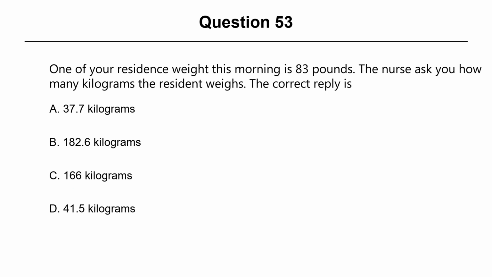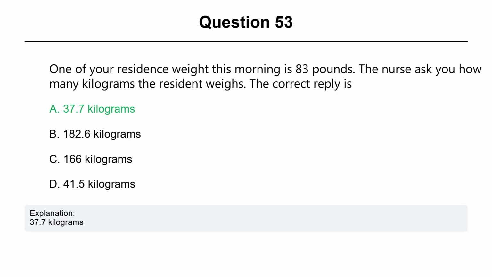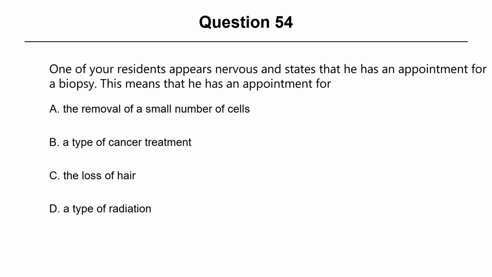Question 53. One of your residents' weight this morning is 83 pounds. The nurse asks you how many kilograms the resident weighs. The correct reply is: Option A, 37.7 kilograms. Option B, 182.6 kilograms. Option C, 166 kilograms. Option D, 41.5 kilograms. The correct answer is option A, 37.7 kilograms.